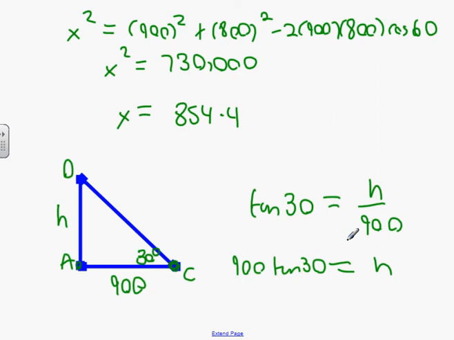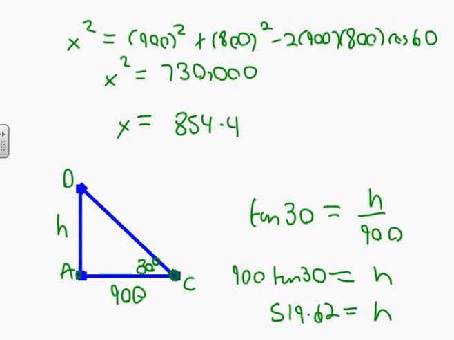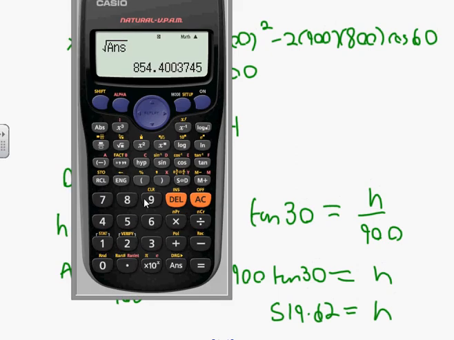900 tan 30 is going to equal 519.62. Now it said I wanted it in surd form, okay, and for some reason when you enter 900 tan 30 in the calculator, it isn't going to give it to you in surd form. This is going to give you 519. Okay, so what we're going to do instead is get tan 30 on its own.